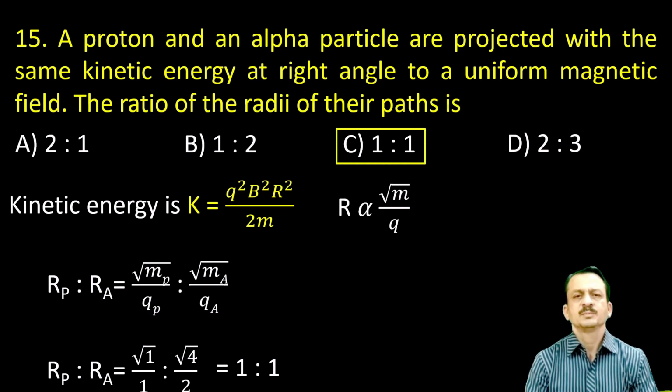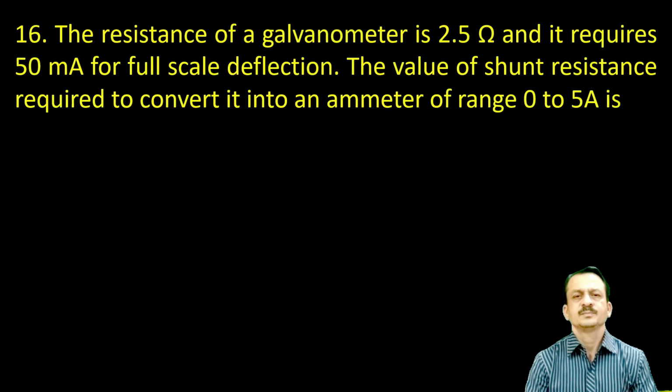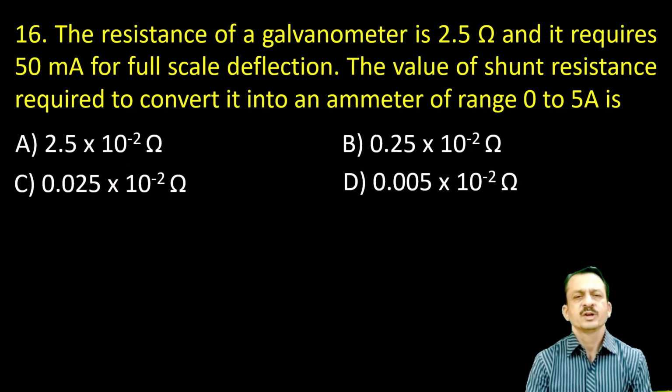Next problem. The resistance of a galvanometer is 2.5 ohm and it requires 50 milliamps for full scale deflection. The value of the shunt resistance required to convert it into an ammeter of range 0 to 5 amps. A simple problem. The options: A, 2.5 into 10 raised to minus 2 ohm, B, 0.25 into 10 raised to minus 2 ohm, C, 0.025 into 10 raised to minus 2 ohm, and D, 0.005 into 10 raised to minus 2 ohms.